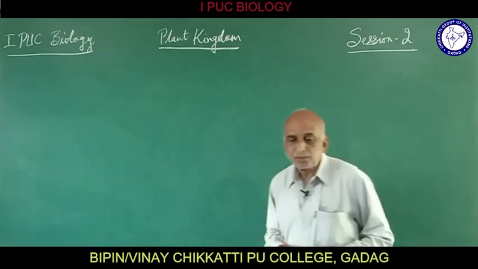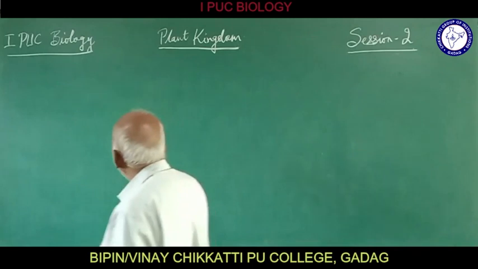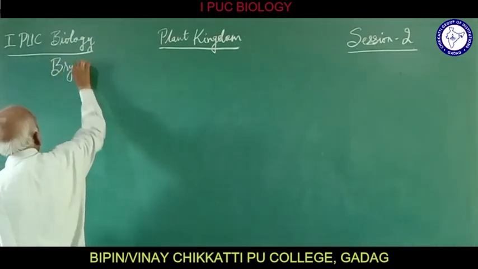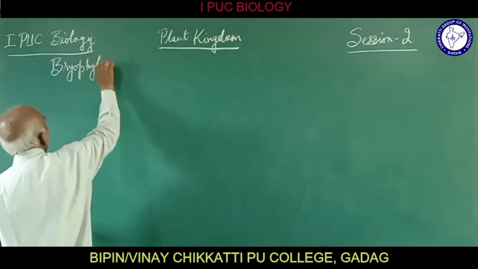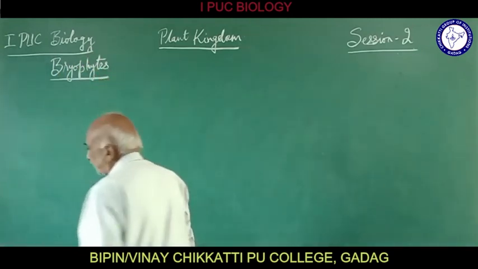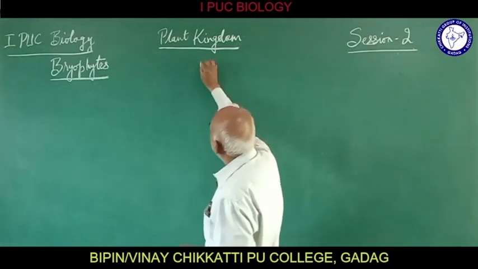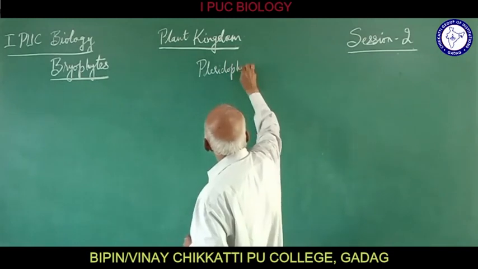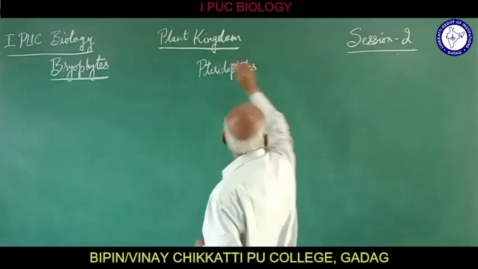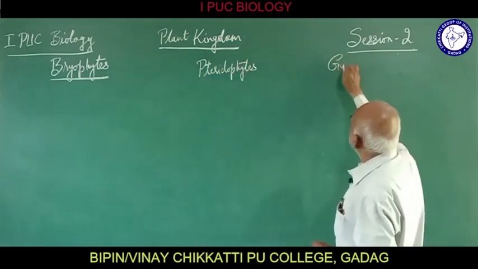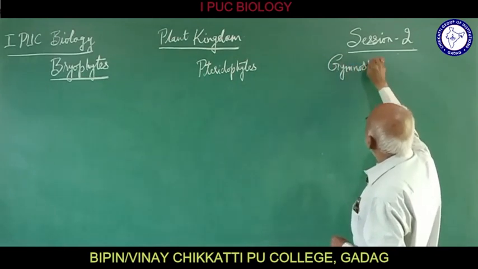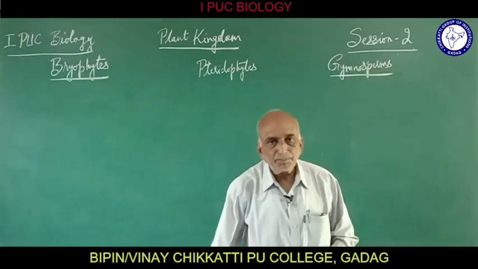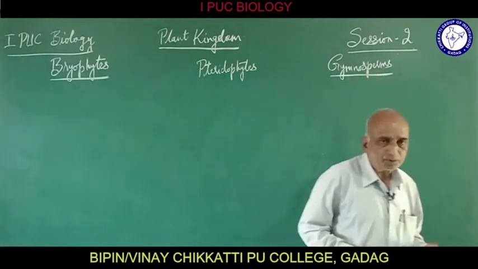Now the next group of organisms are the bryophytes. So algae, bryophytes, then pteridophytes and gymnosperms. So these are the next groups. After this, angiosperms. Bryophytes, pteridophytes, gymnosperms, angiosperms.